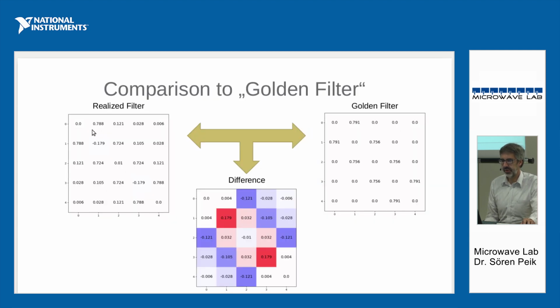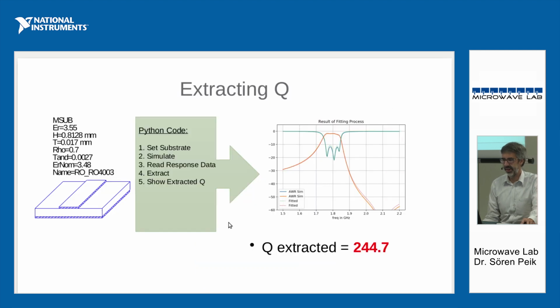Now I can do the following. I can look at the coupling matrix of the realized filter. I can look at the coupling matrix of the golden filter, and I look at the difference between the two. And then I get this difference coupling matrix. And you see from the colors, white means they are on track, and red means they are too big or too small. And now in the next step, I can just correct for that and get it even better.